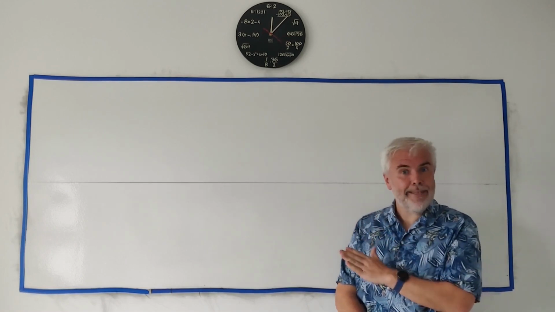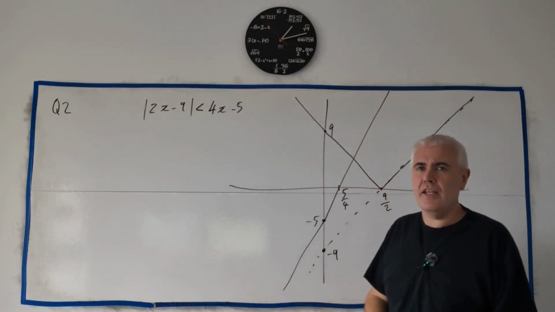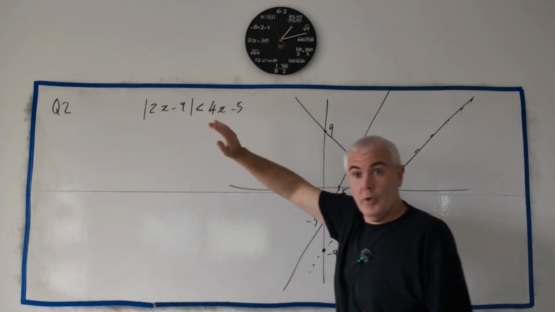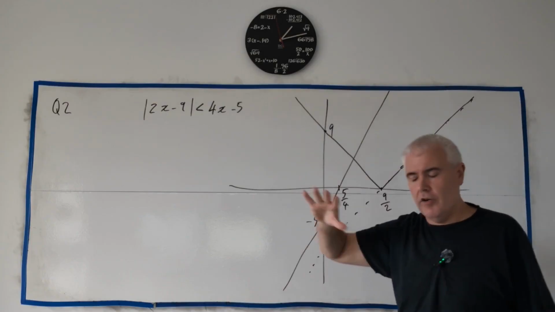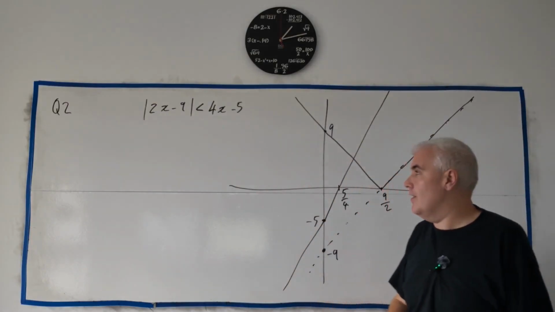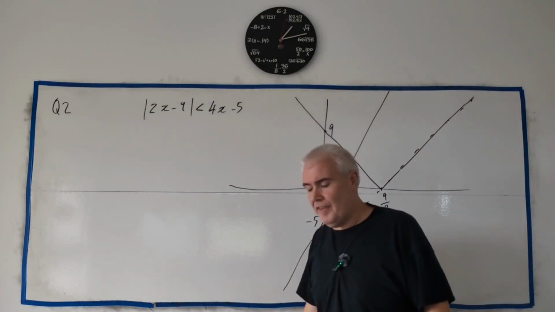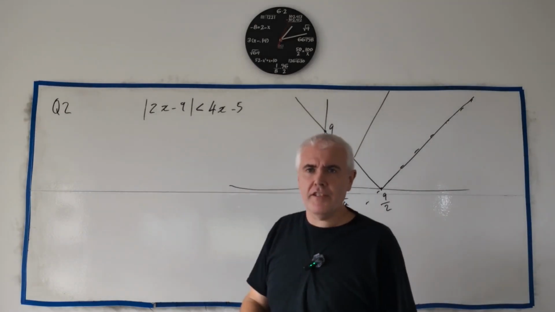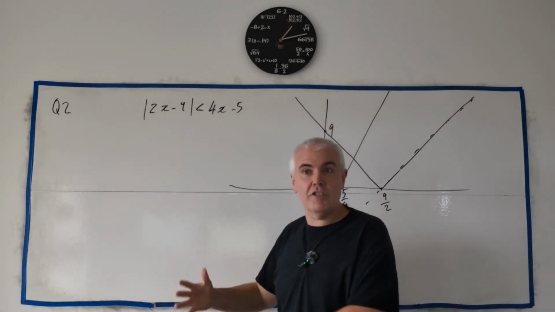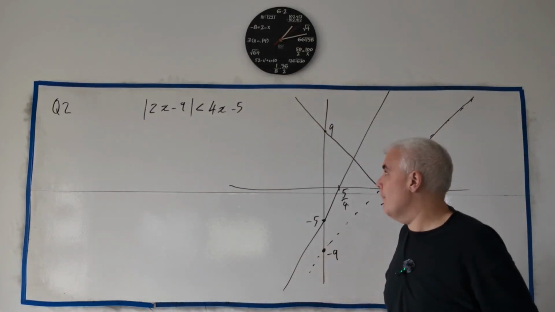Okay, let's get into the maths. For part B, they give us this inequality here, which is just the two expressions we had in part A. And they ask us to solve that. You can do this without any drawings if you want. I won't bother doing it now because they clearly want us to use the drawing.